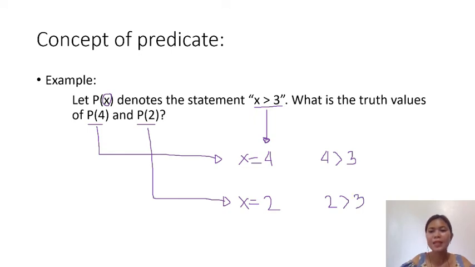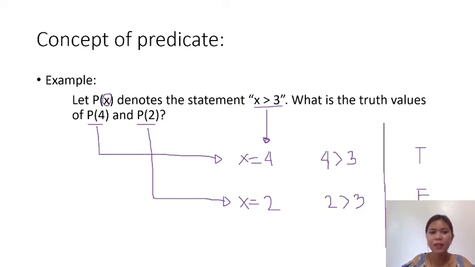Now, let's identify the truth value. Is 4 greater than 3? Is it yes or no? Yes, 4 is greater than 3. Therefore, the truth value of P of 4 is true. Now, P of 2. Is 2 greater than 3? No, it's not. Therefore, the truth value of P of 2 is false.